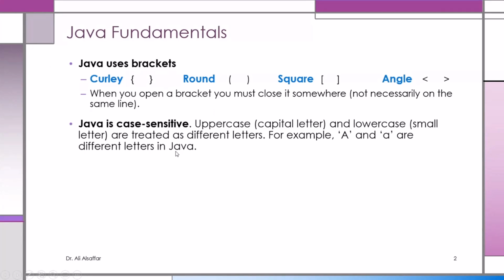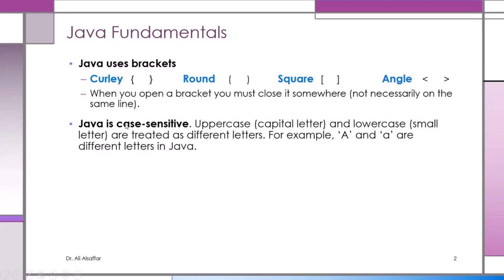Another thing, Java is case sensitive. Case, what does it mean by case? Case means capital letter, small letter. So if we write a letter A in capital letter, we say that this letter is in uppercase. And when we write it in a small letter, we say it is in lowercase. So for English, we use capital letter and small letter, and for programming languages, we use uppercase and lowercase.